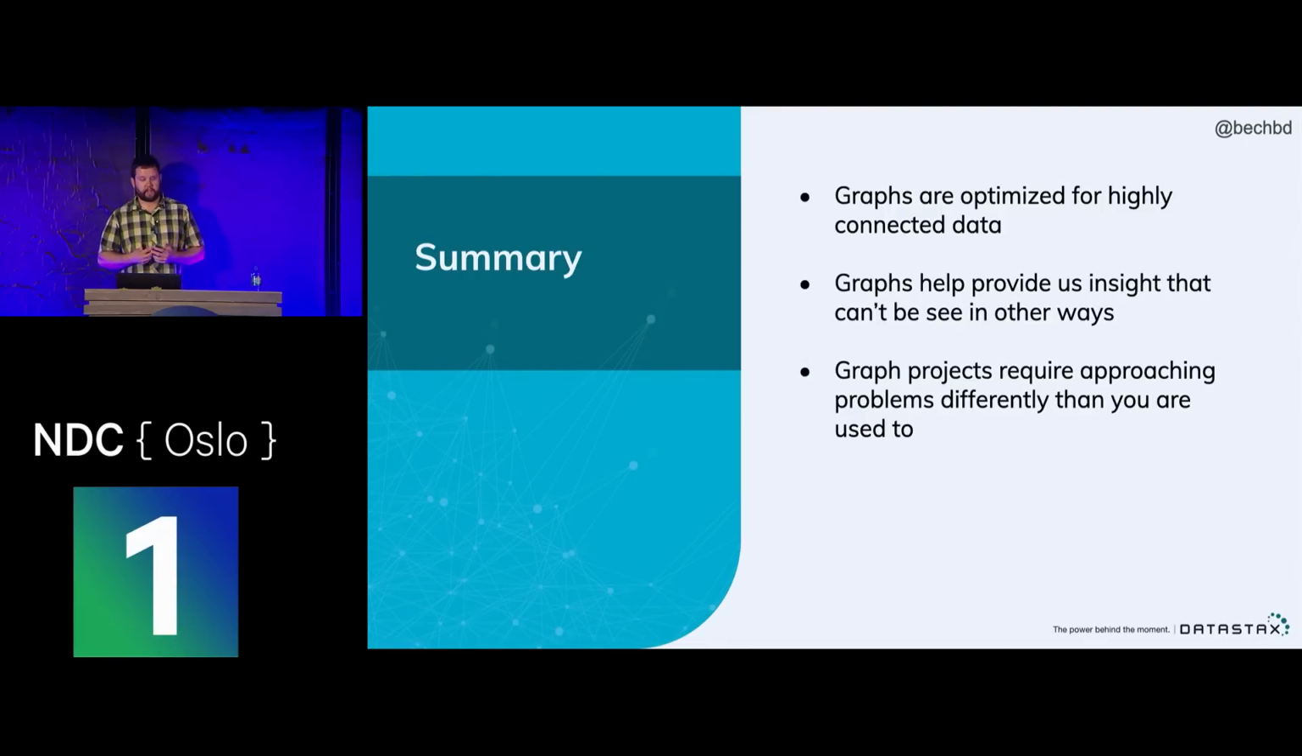So, to summarize: graphs are optimized to deal with highly connected data types. Connections in the data are where it matters for graphs. And they're able to use this to help provide insight into information in your data, specifically information in the connections in your data that can't easily be seen in other ways. But be careful, because working with graph projects requires a different mindset, and you need to approach it a little different than you're used to in order to be successful.